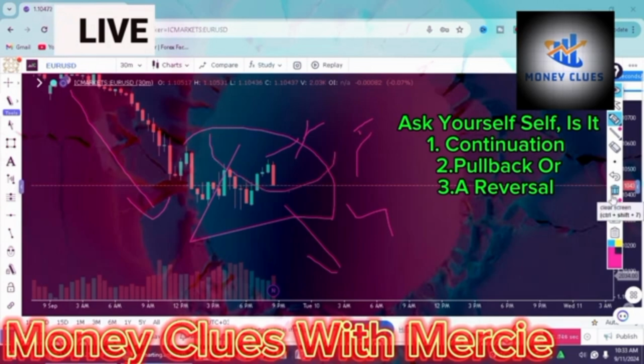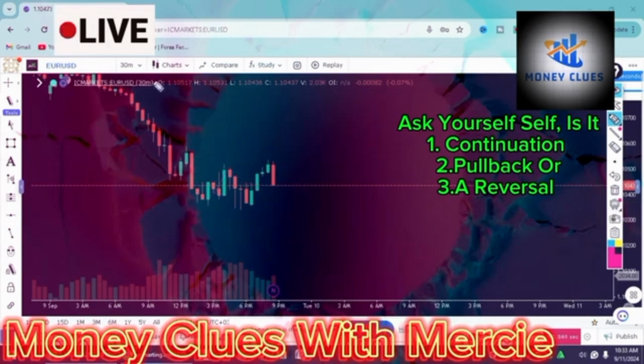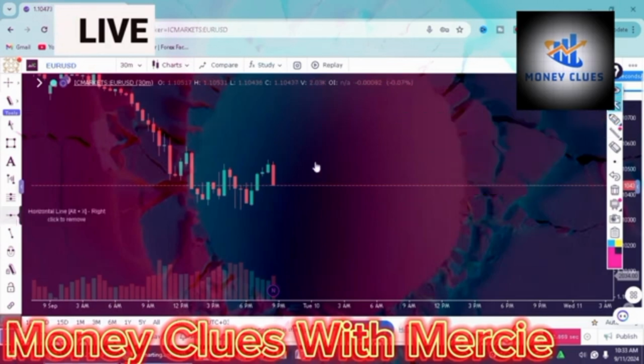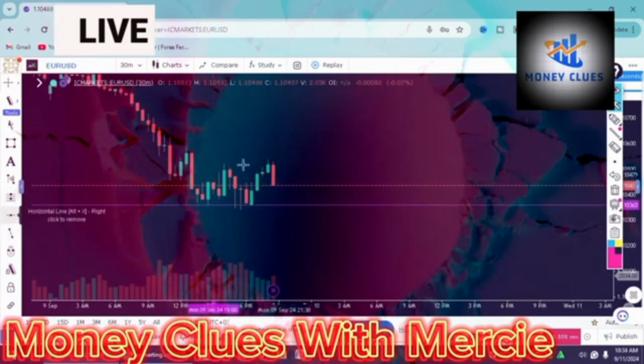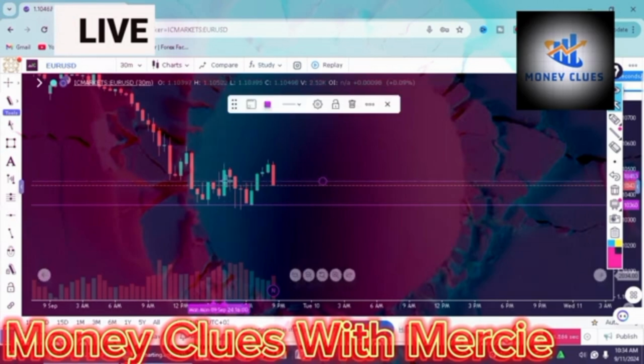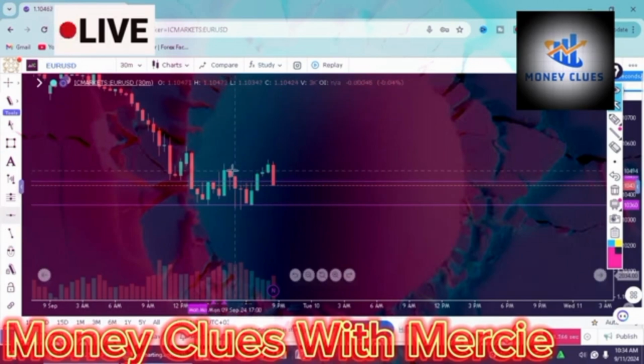And the first thing that I do, I draw my structure levels. I don't know how you draw your structure levels, but I'm going to draw mine right here real quick because they're very, very important. I'm going to use these levels to guide me whether I am going to execute my trades. These levels are very, very important. How do you draw yours?